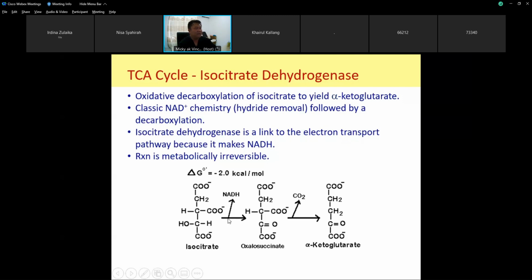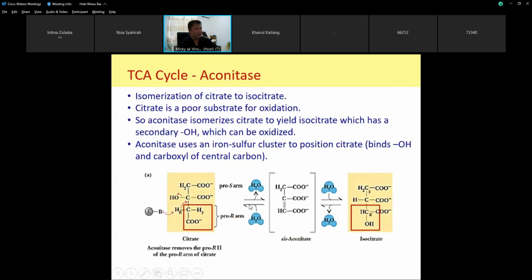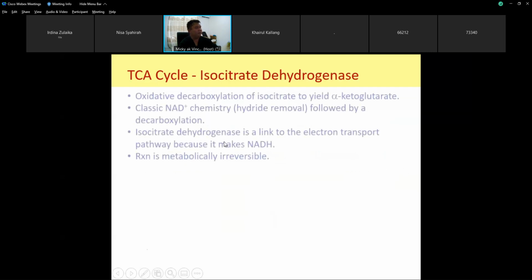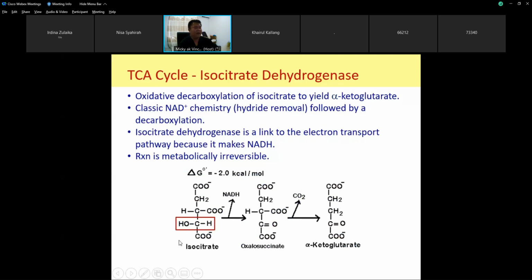Now this reaction cannot go backwards. It's not like the first process. Between citrate and isocitrate, it's reversible, you can look at this one, it's reversible. But between isocitrate and alpha ketoglutarate it is not reversible. So the reaction is metabolically irreversible. What you have to know is that NADH is produced, and CO2 is also produced at this point.